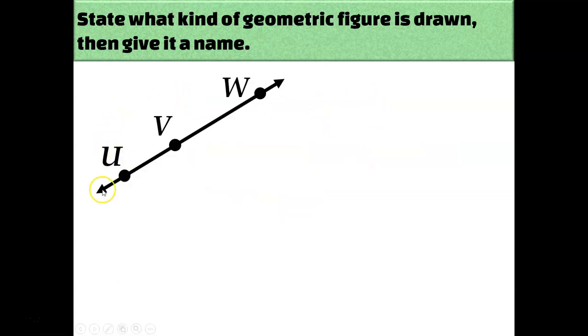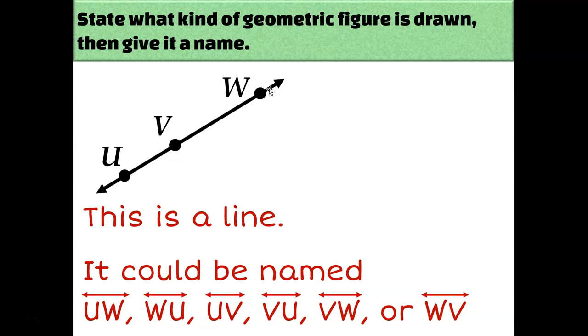My next example has arrows on both sides. That makes this a line. Remember that lines are the easiest one-dimensional figure to name because they're not very picky. You just pick any 2 points on the line and write a line on top of it. It doesn't matter which ones you pick, and it doesn't matter what order you write them in, just pick any 2 points, like UW or VU or WV, whatever you want, and write a line on top. So all 6 of those answers at the bottom of your screen would be correct.